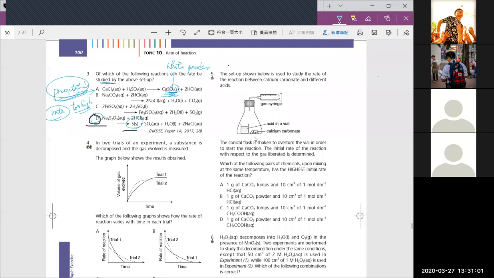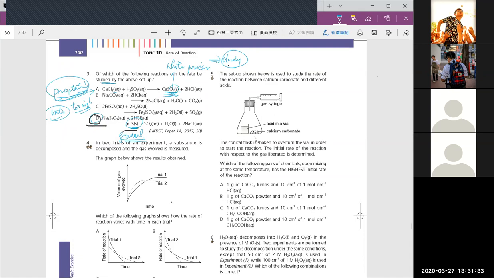But for this part, the formation of sulfur is gradual. So you need to spend some time on it and wait. The cloudiness of the solution changes gradually. While for this one, upon mixing, it will all of a sudden turn cloudy, and the reaction has stopped. Do you understand? So this is question 3.